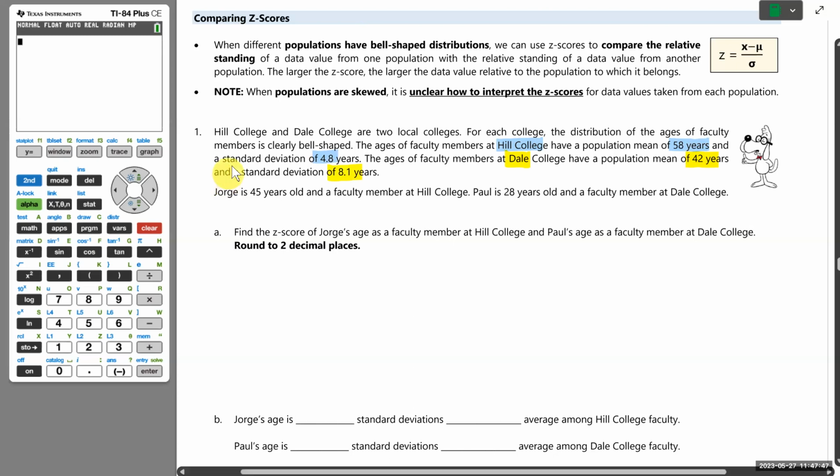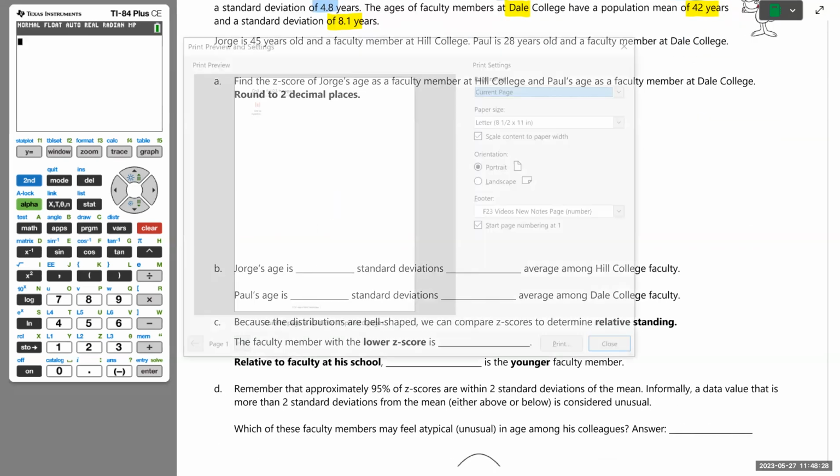All right, so we have George, who's a 45-year-old faculty member at Hill College, and Paul is a 28-year-old faculty member at Dale College. And so the idea here is we want to think about how George compares to the faculty members he works with in terms of his age, as opposed to how Paul feels among the faculty he works with at his college. And in order to do the comparisons between these two different populations, we will find the z-scores for each of them.